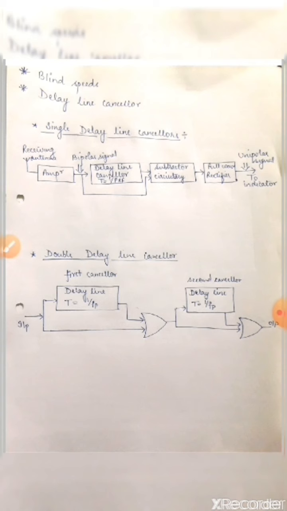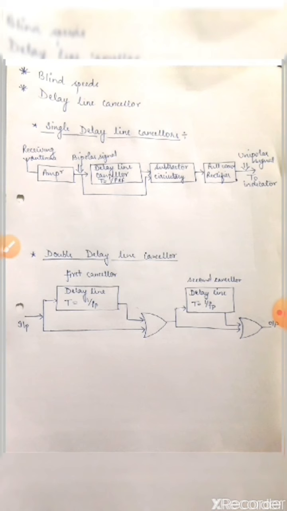Now come to the second part, that is double delay line canceller. As it is shown in the figure itself, two cancellers are used, that is the first canceller and the second canceller. It is clearly shown in the figure that the output of the first canceller is given as the input of the second canceller with the help of a summer. The output of the first delay line canceller works as the input of the second canceller.